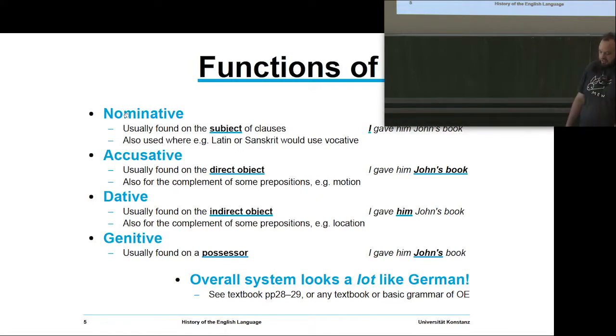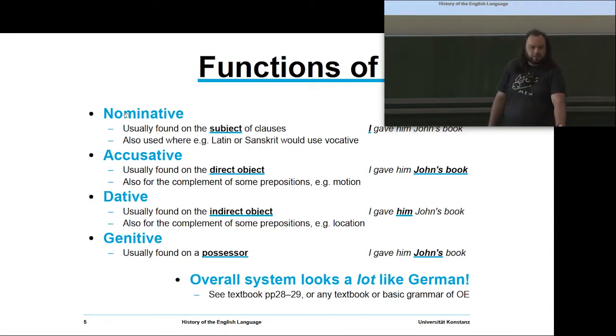The basic functions are the ones given here, particularly the bold underlined ones. So you find the nominative case on the subject of a clause. That is the basic generalization for where you're most likely to find a nominative. That's the big picture thing here.